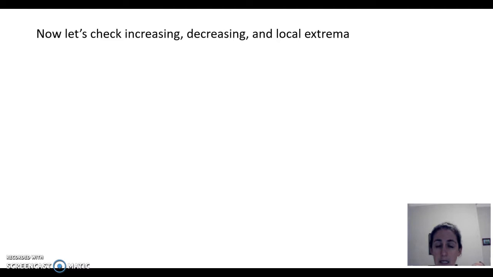Now let's talk about where we're increasing and decreasing and find any local extrema. So if you recall, where a function is increasing is where the derivative is positive, where a function is decreasing is where the derivative is negative, and local extrema can only happen where the function changes from increasing to decreasing or decreasing to increasing, and that's at critical values. And critical values are where the derivative is 0 or where the derivative is undefined.